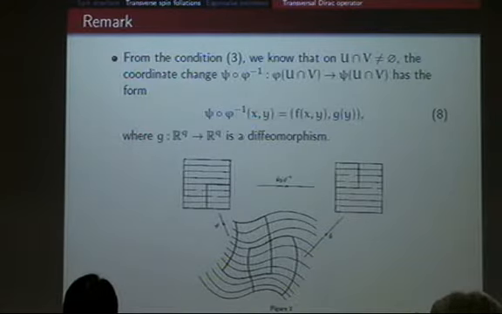Then we have the coordinate change like this type. Here x is the coordinate of the leaf, and y is the coordinate of the orthogonal part, the transversal part. On the intersection part here, this map is leaf preserving.